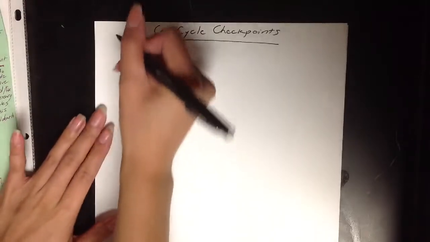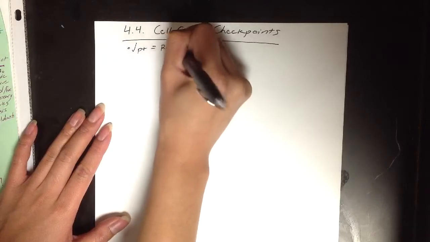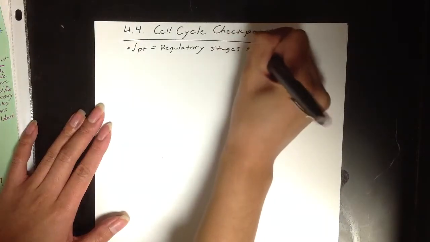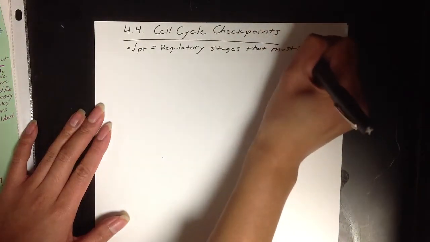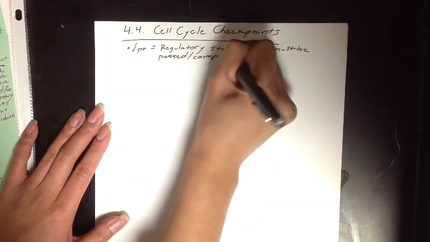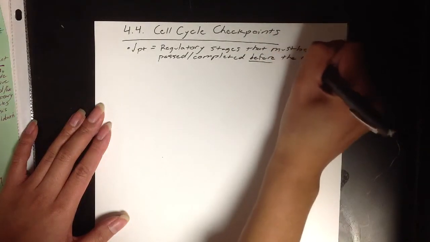So in this section, what we're going to talk about are some cell cycle checkpoints, and you're just going to want to get out a blank sheet of paper of your own, and we're going to draw and fill in our own notes. Now, first thing that we need to understand is what is the idea of a checkpoint? A checkpoint is going to be some regulatory stages or steps in the cycle that must be passed or completed before the next step.